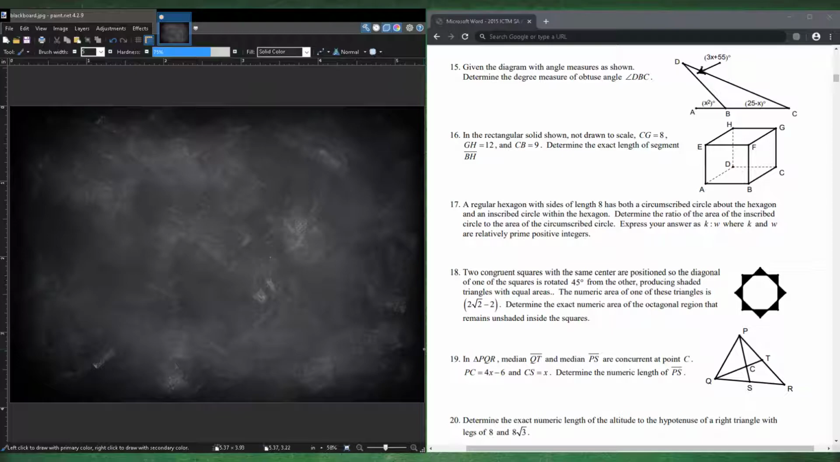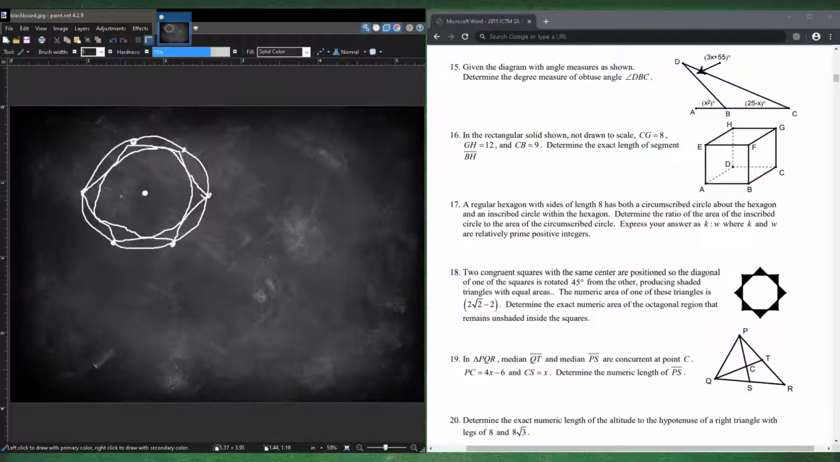Number 17. A regular hexagon with sides of length 8 has both a circumscribed circle and an inscribed circle. Okay, so a circumscribed circle is outside, so let's draw our hexagon. So 1, 2, 3, 4, 5, 6. And it's regular, so all the side lengths are the same. Okay, so that's your circumscribed circle, and then an inscribed circle. So an inscribed circle basically touches all the side lengths, something like this. I'm not the best artist, but that's basically what it is. And then we have a center circle.